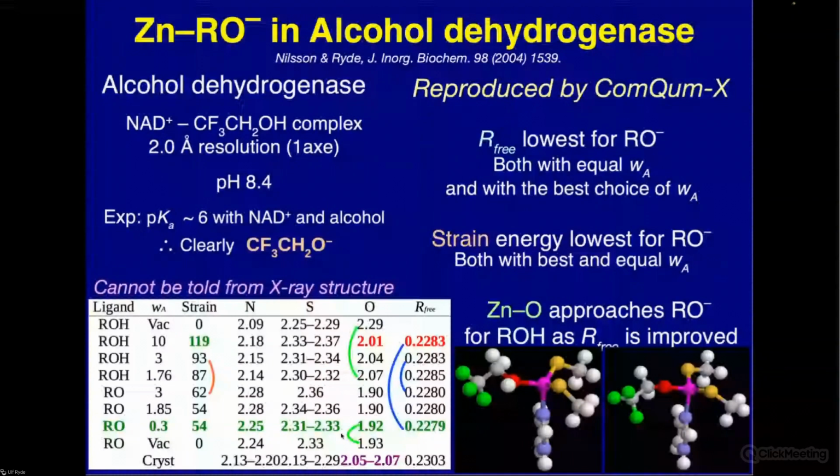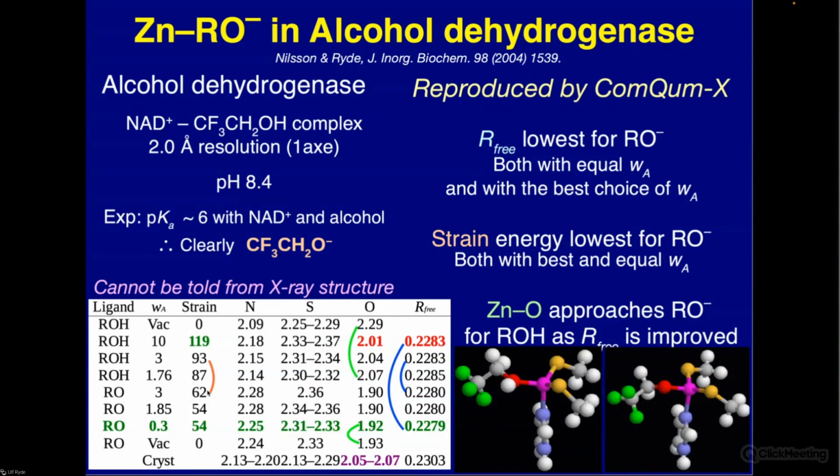And finally, we can look at the strain energy, which is the QM energy of the quantum system, the model either optimized inside the protein with quantum refinement, or optimized freely in gas phase. And once again, we can see that it's lower, so the structure is less strained by the crystallography for the alkoxide than for the alcohol. So all three criteria point out the alkoxide as the better one, and that's in complete accordance with the kinetic data. So we can actually deduce from the crystal structure that this contains alkoxide and not alcohol.